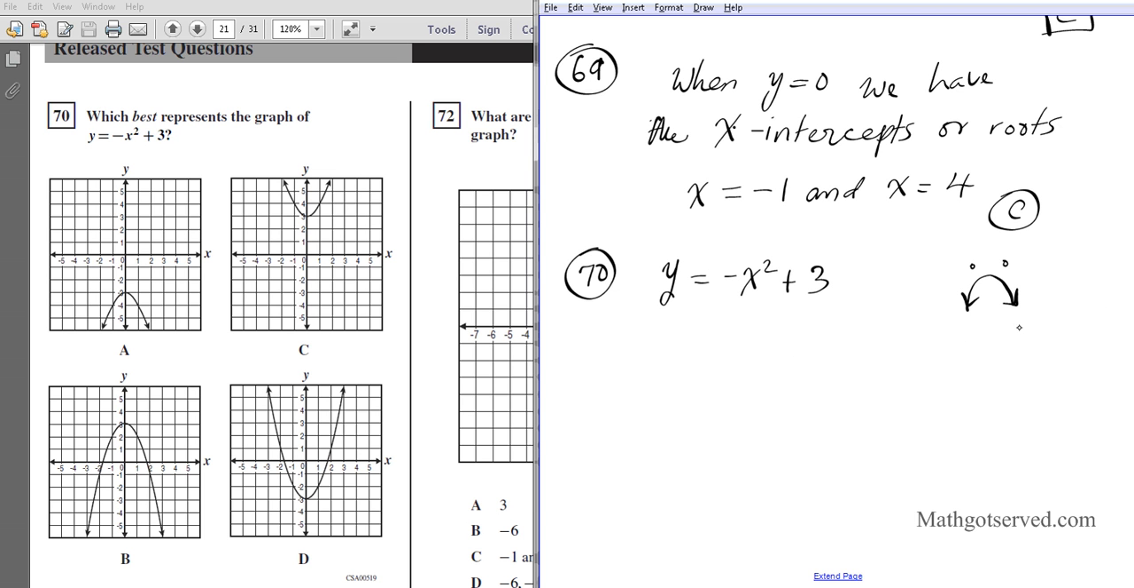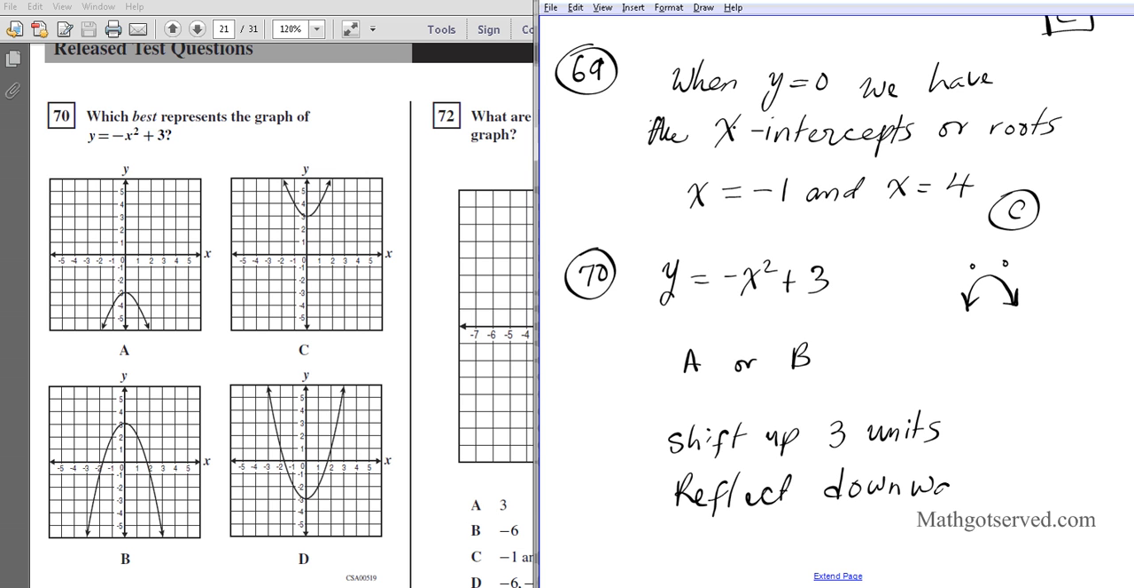So that means our answer is going to be either A or B, because C and D are opening up. Those are the happy parabolas. We don't want to use those here because we're dealing with a negative situation. So A or B. So this plus 3, does that shift the parabola up or down? Plus 3 basically means whatever value you get for the x, you have to add 3 to get the y. So this plus 3 means that you're going to shift up 3 units. You shift up 3 units after you reflect downwards.